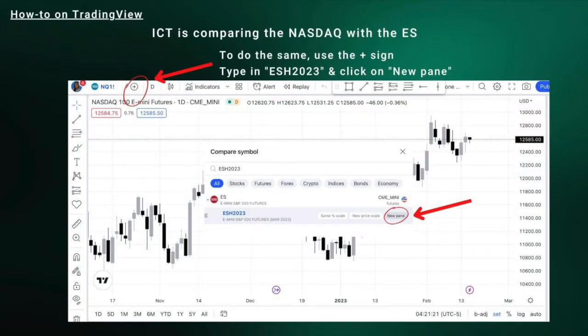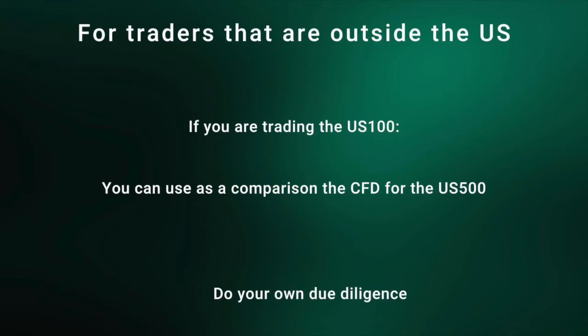How do you actually add a comparison in TradingView? To do exactly what ICT has done, you can click on this plus sign that you see on the top left of your screen and then type inside the indicator or the price movements that you want to see and then tap New Pane. For the traders that are outside the US, such as myself, if you are trading, for example, US 100, you can use as a comparison the CFD for the US 500. But guys, as always, do your own due diligence, backtest, see if things are actually working.